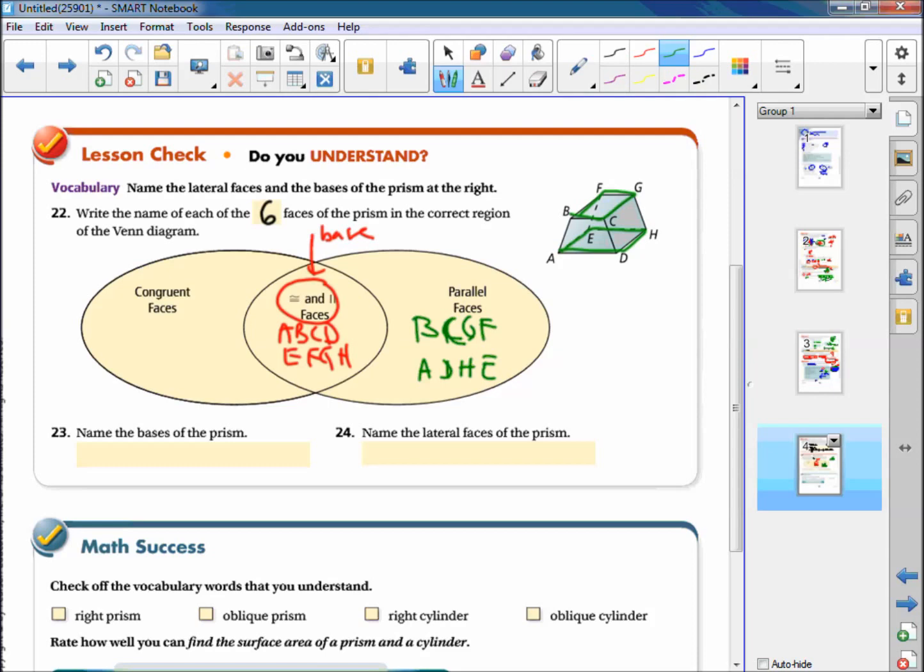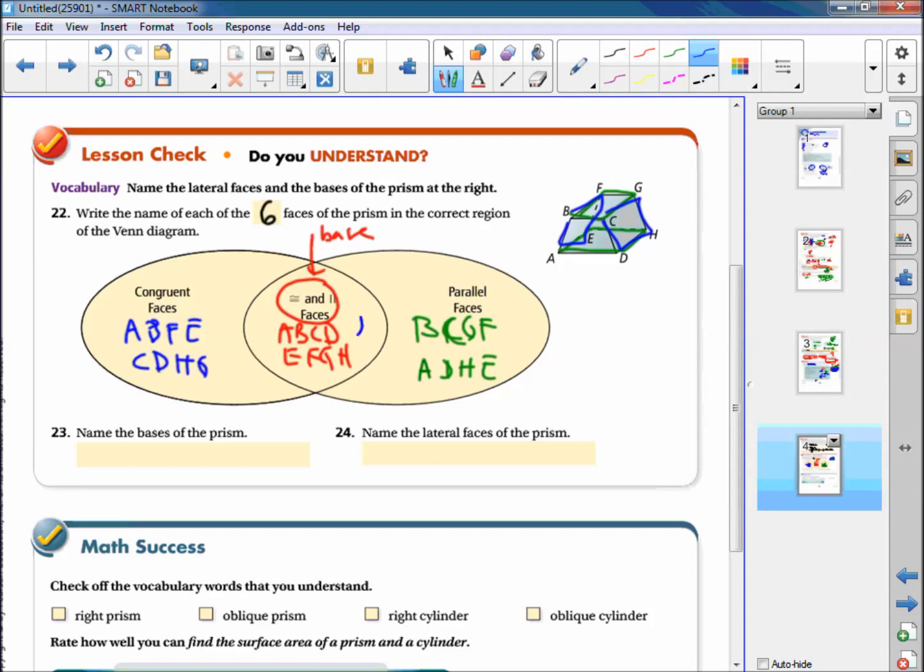All right. And then we have 2 other congruent faces, but these aren't parallel. Those are going to be our sides. So this one and this one. They're the same rectangle, but they're not parallel to each other. So A, B, F, E, and C, D, H, G.